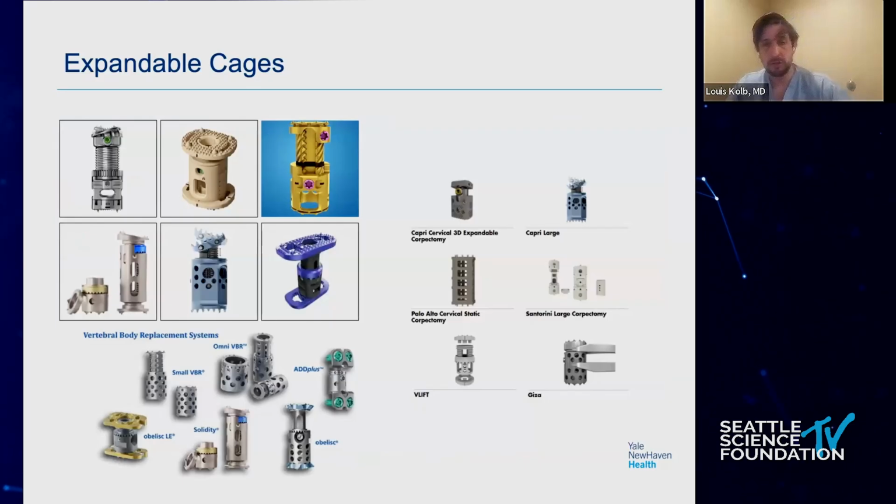Expandable cages are actually surprisingly powerful, especially for the reduction of kyphosis in the cervical and thoracic spine. There are many different ones from the companies, with no typical preference, but just by expanding that cage, it can really improve the overall kyphosis and overall distraction, and expand the area that has collapsed down.